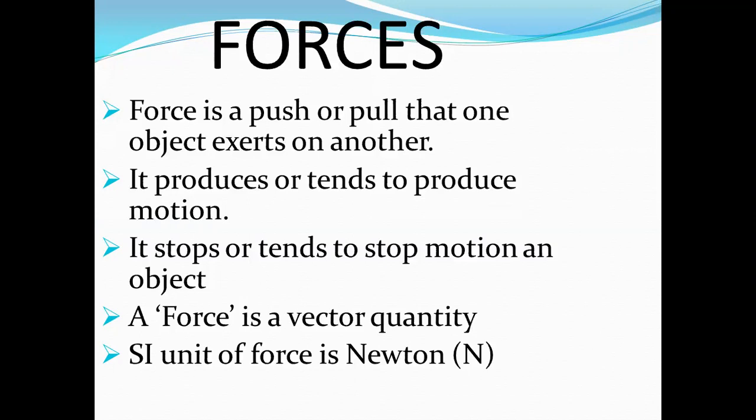There are two possible states for an object. Either the object is in the state of rest or it is in motion. So if we want to change the state, force is required. Force has a direction, so force is a vector quantity. SI unit used for the measurement of force is Newton. So what is force? Force is a push or pull that one object exerts on another object. It produces or tends to produce motion. It stops or tends to stop the motion. It is a vector quantity, and SI unit used for the measurement of force is Newton.